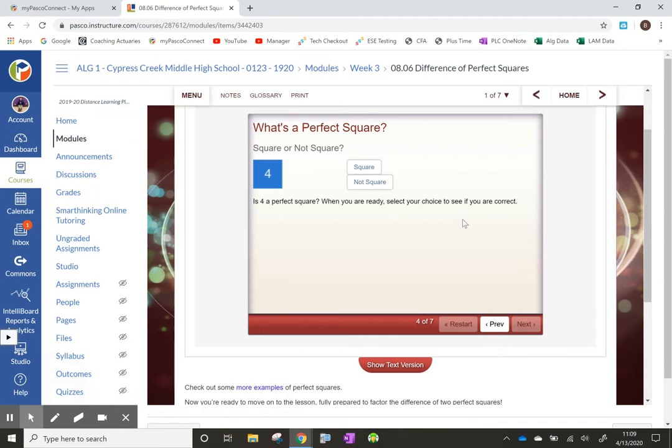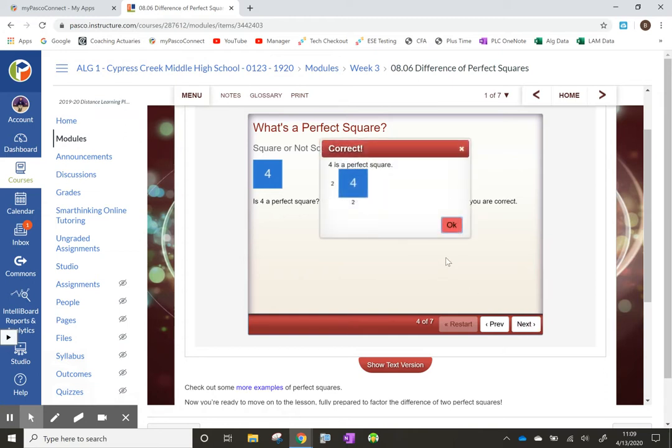Is 4 a perfect square? Well, 4 is the result of 2 times itself, right? 2 times 2 equals 4. So therefore, 4 is a perfect square because I can find a number that multiplies by itself to equal 4. And that number in this case is 2. Exactly.